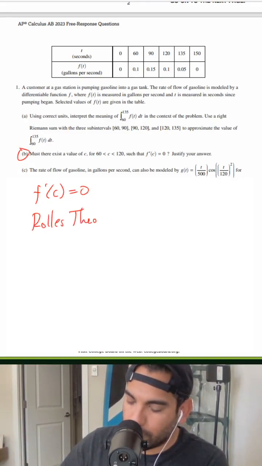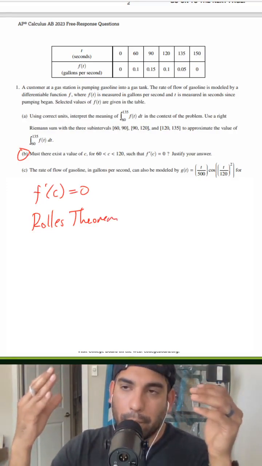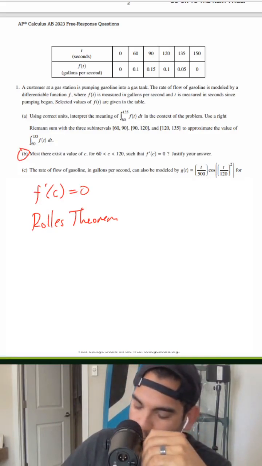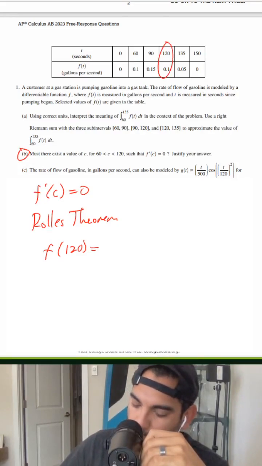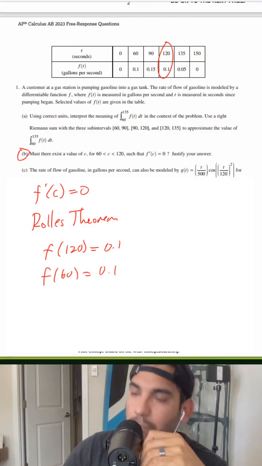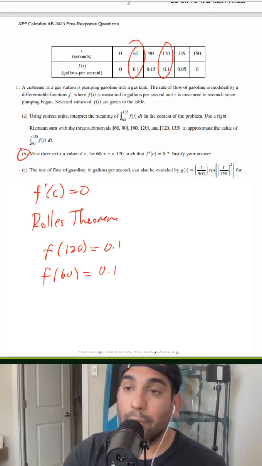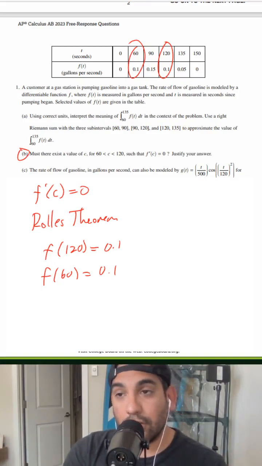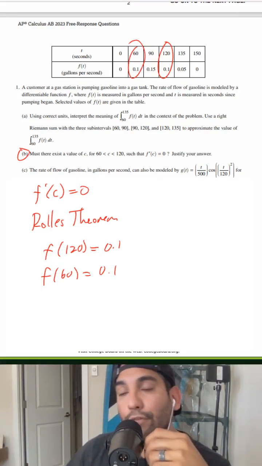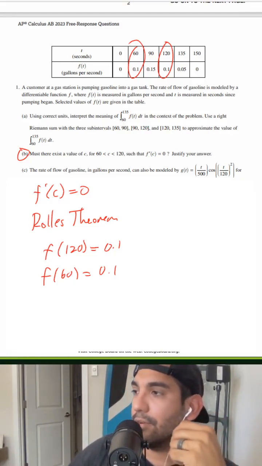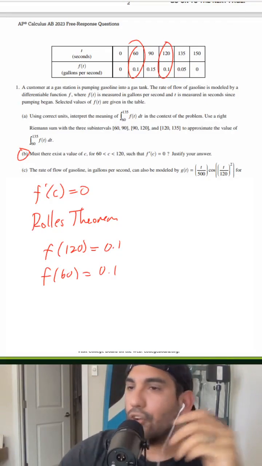So I believe this is only going to be a one point question. Because if you look at the table, f of 120 is 0.1, and f of 60 is also 0.1. That's the definition of Rolle's theorem. The function is continuous and differentiable, and the function values are equal at 60 and at 120. Therefore, by Rolle's theorem, yes, there exists a value c such that f prime of c is equal to 0. That's it.